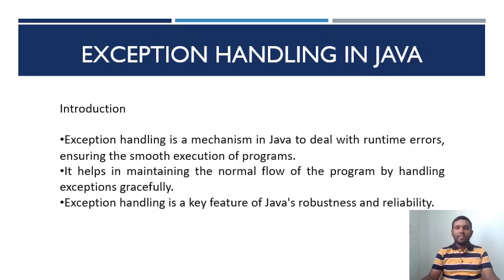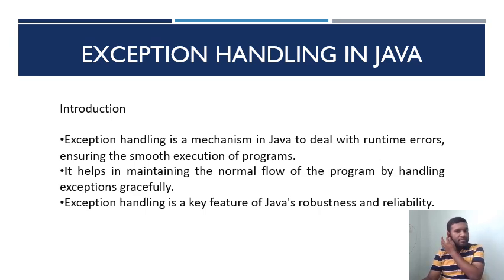First thing, exception handling in Java. What is the introduction? Exception handling is a mechanism in Java to deal with runtime errors, ensuring the smooth execution of programs. It helps in maintaining the normal flow of the program by handling exceptions gracefully. Exception handling is a key feature of Java's robustness and reliability. This is a brief introduction to exception handling in Java.